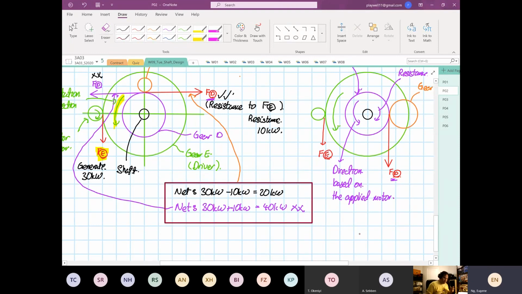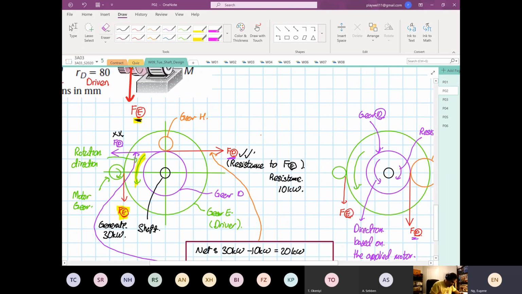So we know that 30 kilowatt is the input. Everything will be drawn out, which means ultimately the entire system will have a net force of 0. So the input is 30, and the output must also be 30. Conservation of energy.